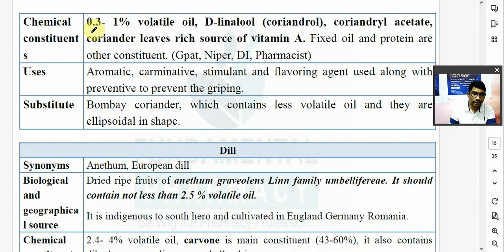What are the chemical constituents? 0.3 to 1% volatile oil, known as D-linalool, also known as coriandrol. Then coriandric acetate. Coriander leaves are a rich source of vitamin A. The green coriander leaves contain vitamin A. Some fixed oil is also there, and proteins are also present in the fruits.